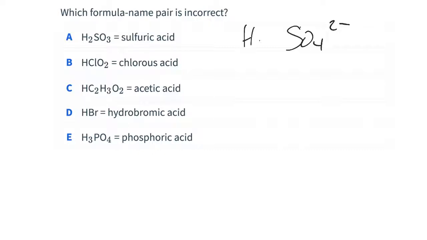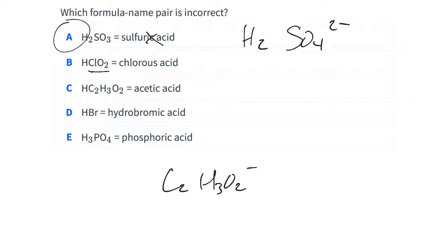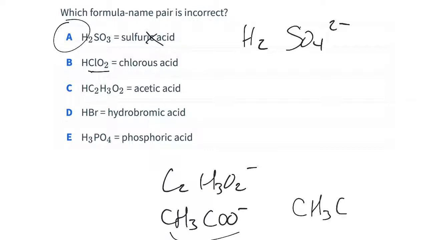So it would be H2SO4 for sulfuric acid. This would be sulfurous acid, so that's the wrong one. That is chlorite, so that would be chlorous acid. Acetate's a little strange. C2H3O2 minus is one formula for acetate ion. Another way we sometimes write this is CH3COO minus. It's the same count of carbon, hydrogens, and oxygens. If we write it this way, then sometimes we might write the acid as CH3COOH.